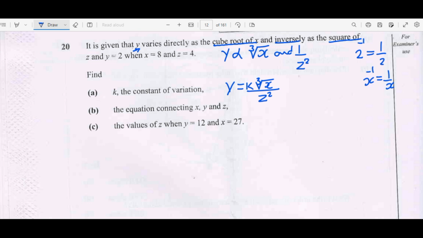Then we can proceed to find out the value of k. So we substitute y is equal to 2. So we put 2 here. Then k, then we have the cube root of our x, which is 8, over z, which is 4. Remember our z is squared. So you put 4 times 4 over 1. Then you cross multiply. So we have k multiplied by, we need to find the cube root of 8.